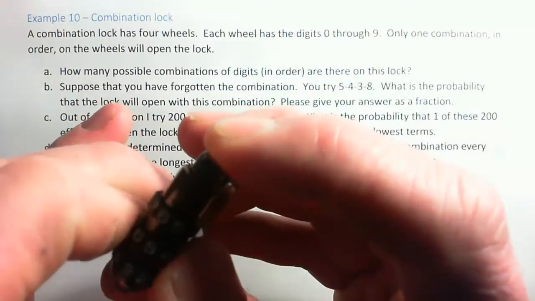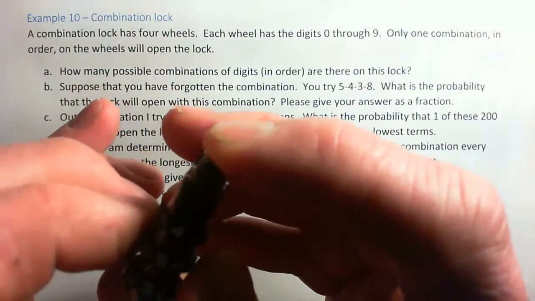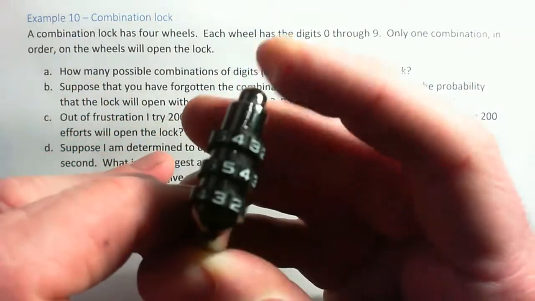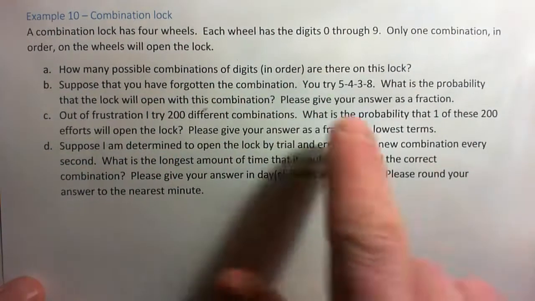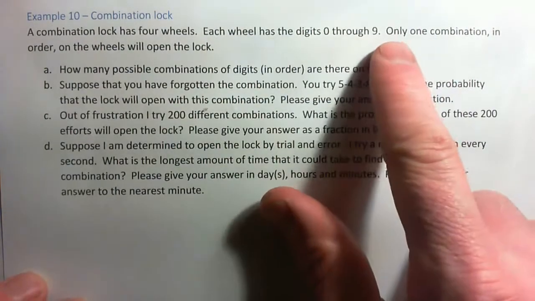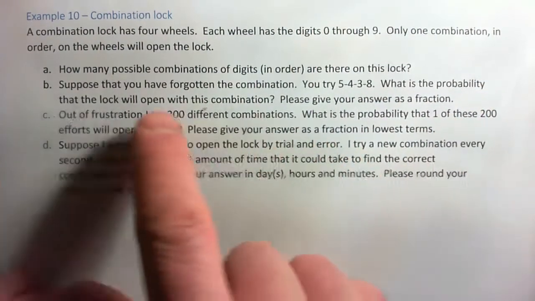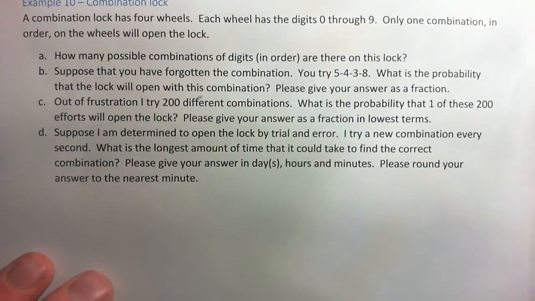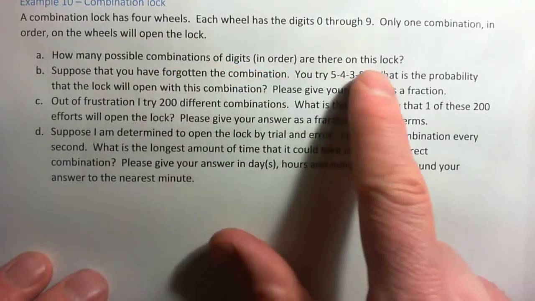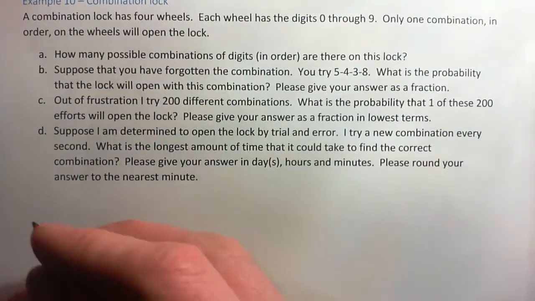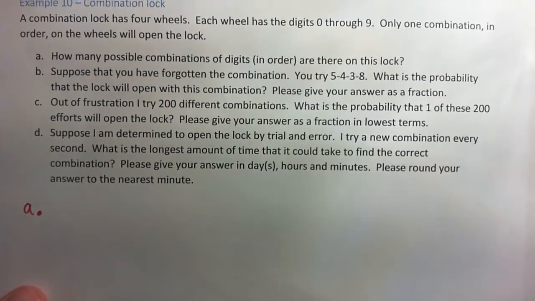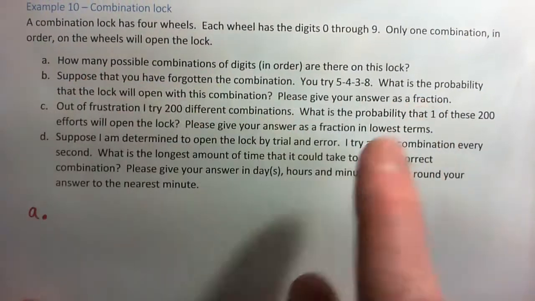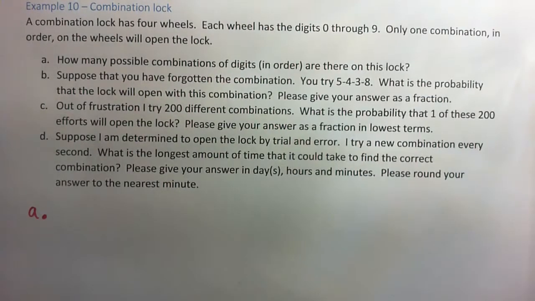But in our example, we're going to talk about a combination lock with four wheels. So a combination lock has four wheels, and each wheel has digits 0 through 9. Only one combination in order on the wheels will open the lock. So how many possible combinations of digits in order are there on this lock? That's part A. Press pause and do part A. How many possible combinations of digits are there on this lock?